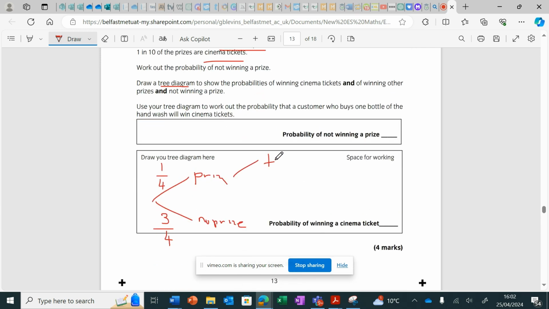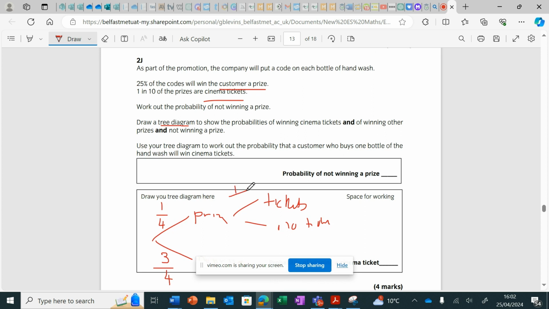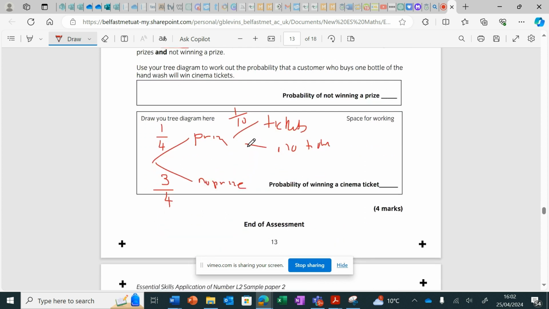Now, the people who win a prize can win tickets. So you can win tickets or no tickets. And it says 1 in 10, which is a fraction, win a ticket. Well, if 1 in 10 win a ticket, I expect 9 out of 10, whatever's left, to not win. And now we need to work out the probability of winning a cinema ticket. Well, it's that one and that one. That's your prize, and it's a ticket. So we take those two and we multiply them. Top and bottom, 1 times 1 is 1. 4 times 10 is 40.